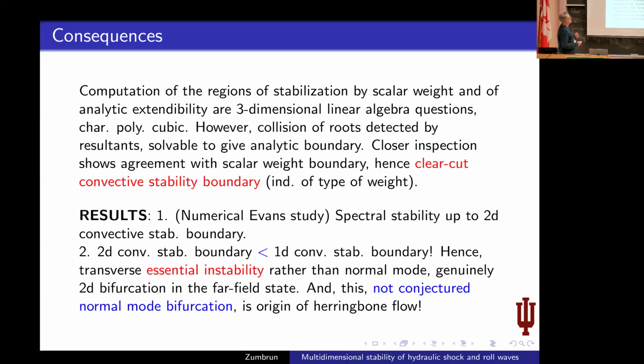The 2D convective stability boundary, this is the important remark right here. Effectively, if you fix the amplitude, this is just increasing the Froude number. And at some point, things go wrong. They go wrong sooner for 2D than they do for 1D. That's good for us, because that means there should be something interesting and new happening. So waves that were 1D stable will now be 2D unstable. That might signal a bifurcation.